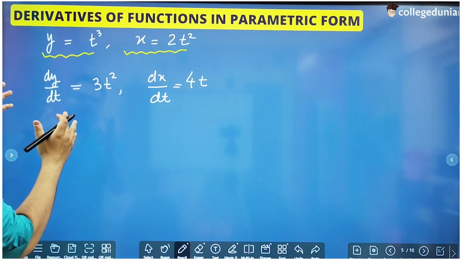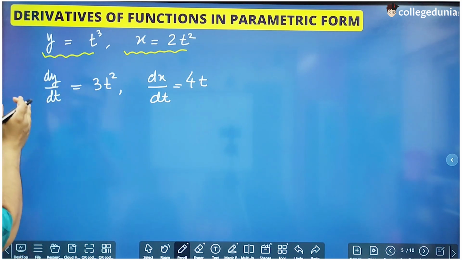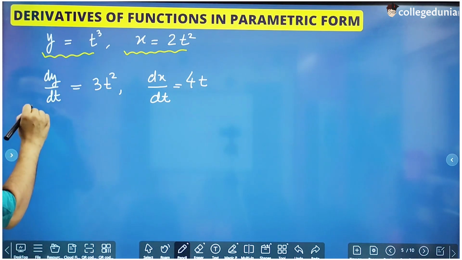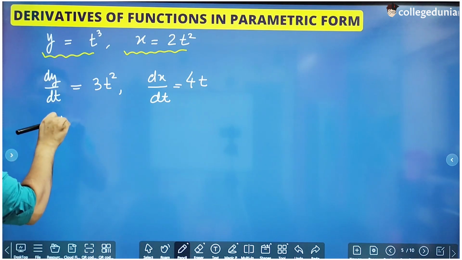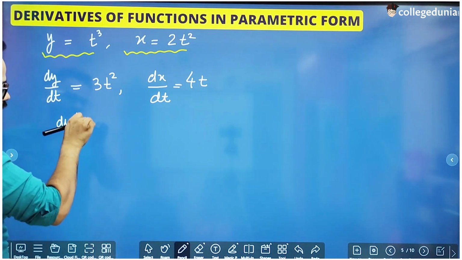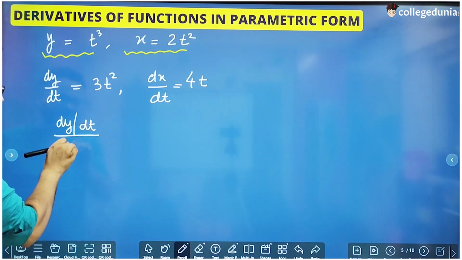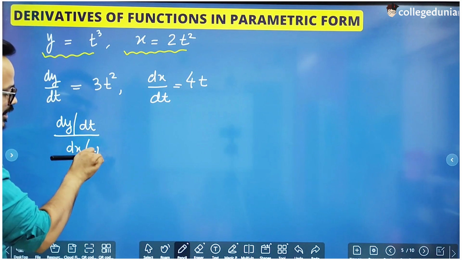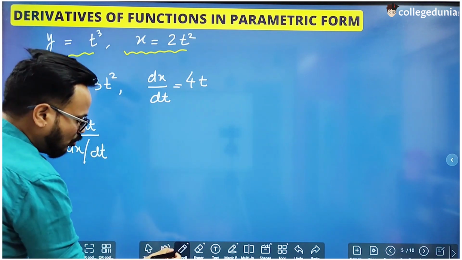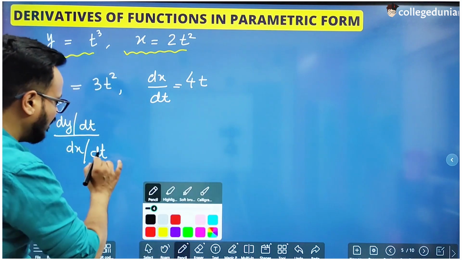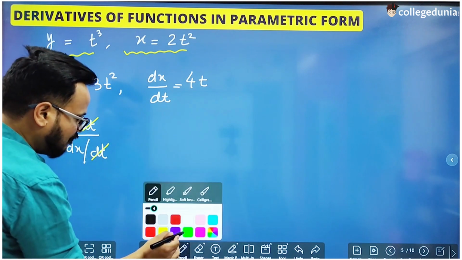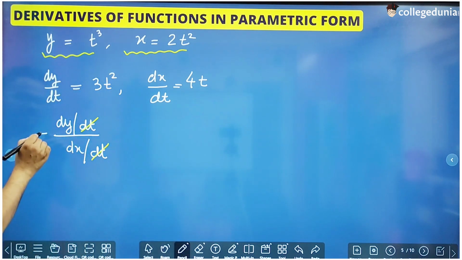Okay, once we have found the derivative of y with respect to t and x with respect to t, we have to divide these two by keeping dy by dt in the numerator and dx by dt in the denominator. So what happens, dt and dt will get cancelled out and we will get dy over dx, right?